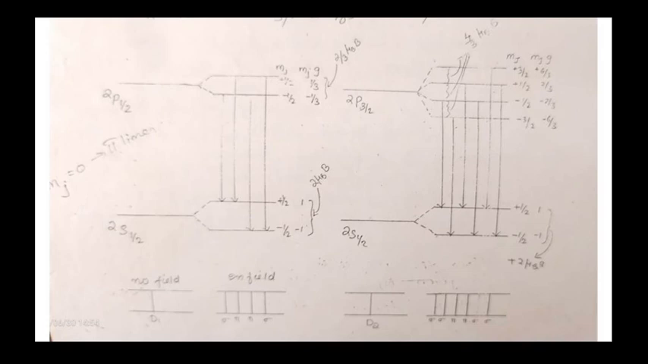Thus, sodium D1 has 4 lines and D2 has 6 lines. Thus, totally 10 lines in the presence of the externally applied magnetic field.